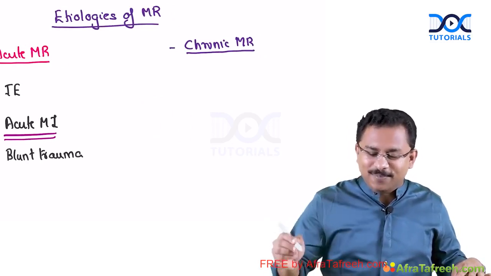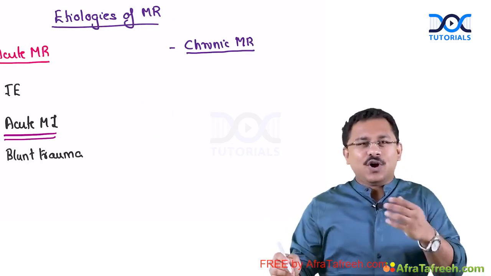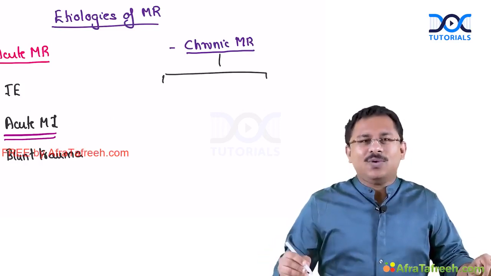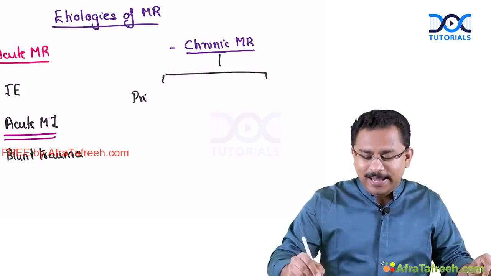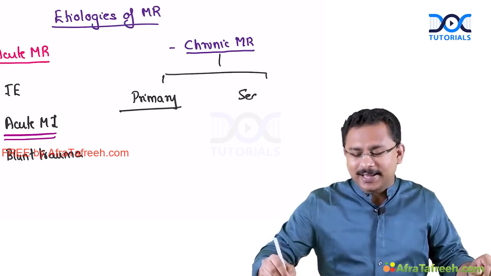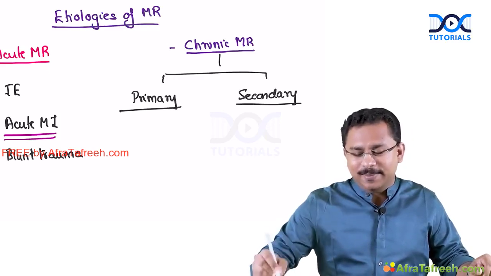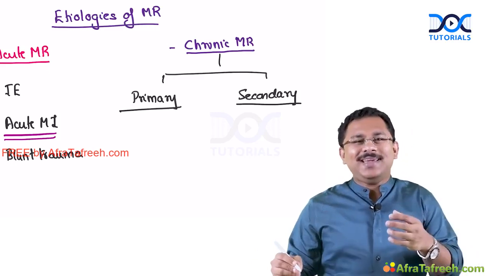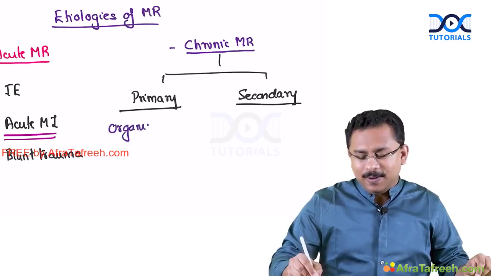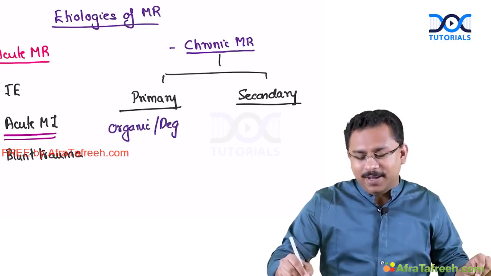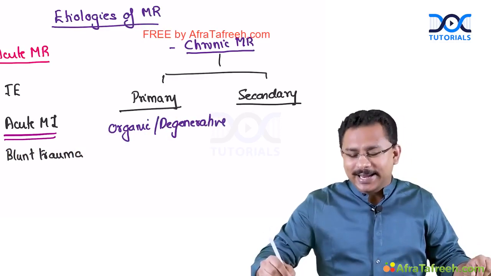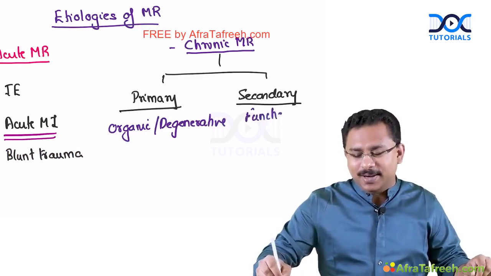Let's discuss chronic mitral regurgitation. So chronic mitral regurgitation, you can again subdivide into two. One is the primary chronic mitral regurgitation and next is secondary chronic mitral regurgitation. Primary and secondary. So primary MR is also referred to as organic or degenerative MR, whereas secondary MR is functional MR.